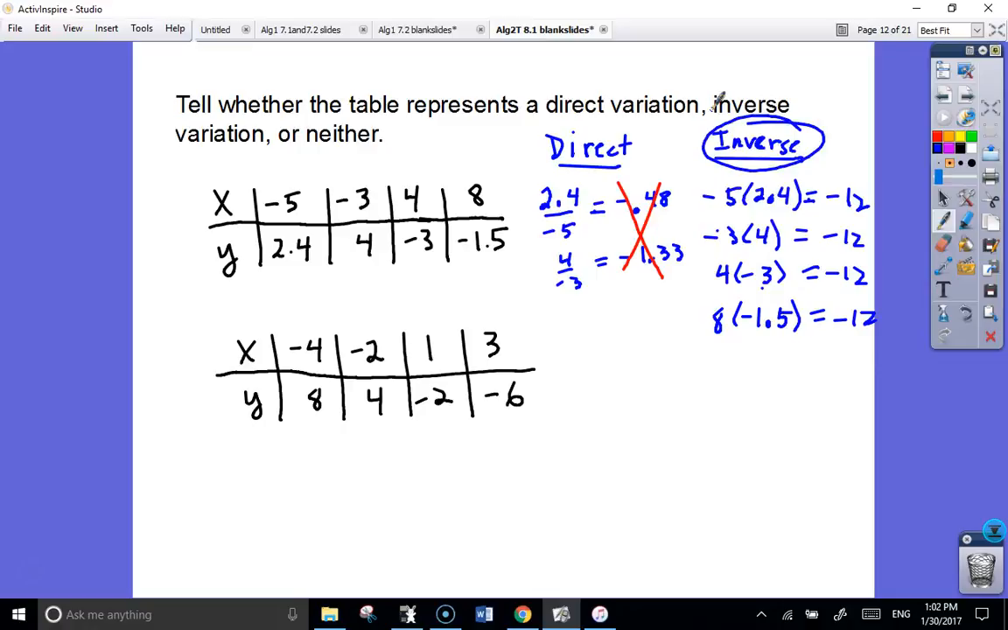Okay, can anybody see what this next one's going to be, just by looking at it? It looks like if you divide y by x in every case, you're going to get negative 2, negative 2, negative 2, negative 2. So what is it? Direct.